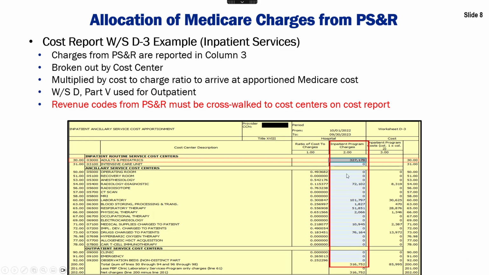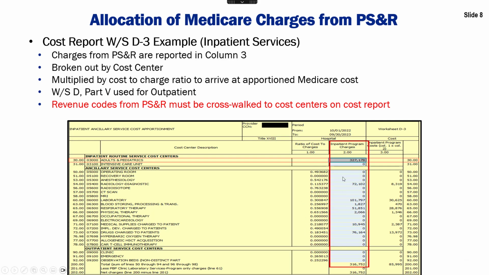But we need to take all those revenue codes from the PSR and figure out which of these cost centers they belong in. Those Medicare charges are then multiplied by the cost to charge ratio that came from worksheet C to determine the allowable Medicare costs. That's apportionment. We're taking total costs from worksheet C and apportioning them out to Medicare costs on worksheet D-3 and D Part 5. Those are your main two. So the cost to charge ratio is how that's done.